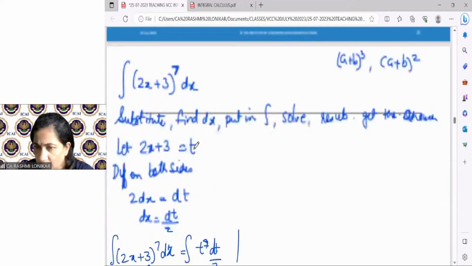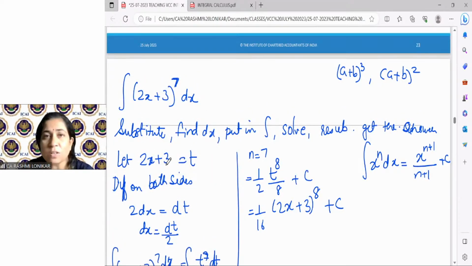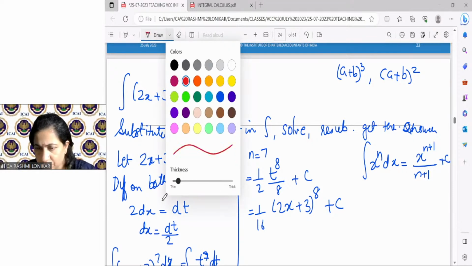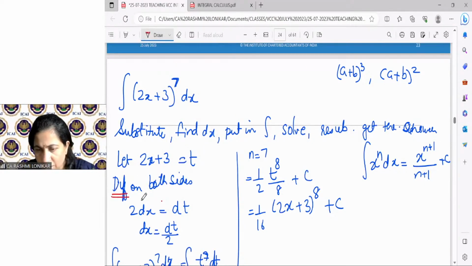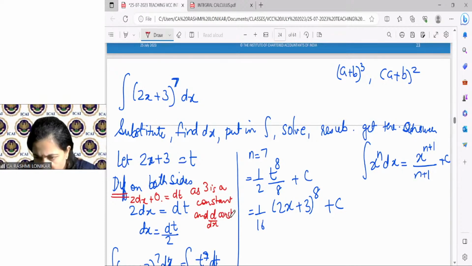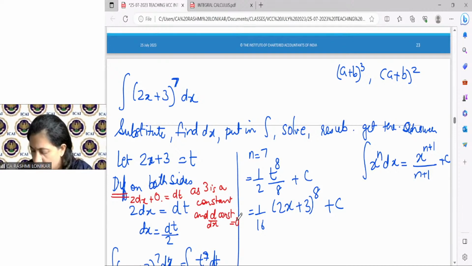Chanchal, which 3? I told you, 3 is a constant. Okay, Chanchal, the derivative of a constant is 0. We are differentiating on both sides. So it is 2 dx plus 0 is equal to dt, as 3 is a constant, and d by dx of a constant is always equal to 0. Understood, Chanchal? Yes, Akshata? Crystal clear?